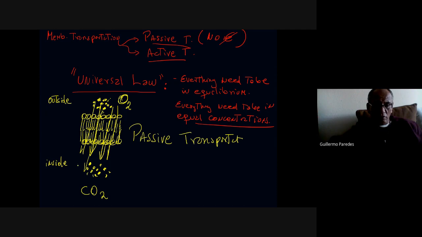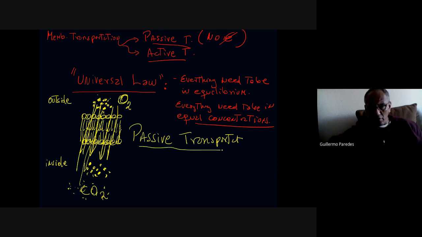And the carbon dioxide is going to go out because you have a high concentration of carbon dioxide inside the cell, and a low concentration outside the cell. They are going to go from high concentration to low concentration. And that's how the carbon dioxide is eliminated through the cell into the bloodstream, and they go to the lungs and are eliminated.